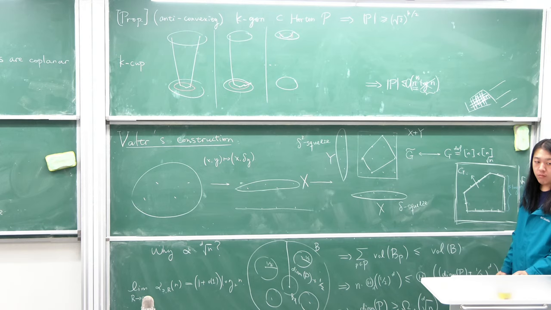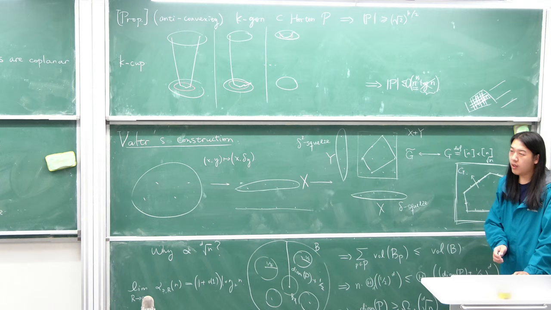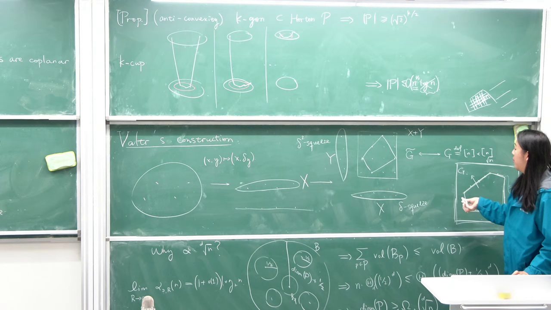Question: Is the maximum number of Horton sets in n times d, is it O of n to the (d minus 1) over (d plus 1)? Yeah, that's true. That's also, I think, the first motivation or the first intuition for us to prove such kind of bounds.